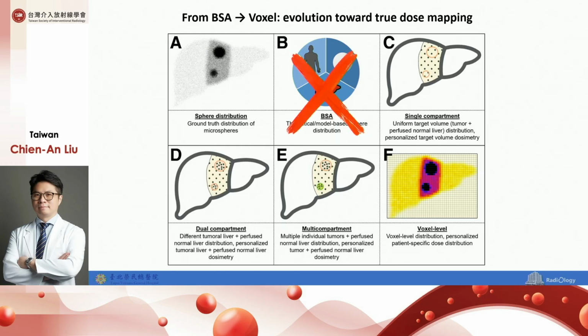Right now, I think most doctors never use that. But for the single compartment model, if you perfuse only a very small volume, I think it's still quite useful in practice. However, nowadays we use a multi-compartment model, or in some institutes they use a voxel-based model to evaluate the pre- or post-Y90 dose distributions.